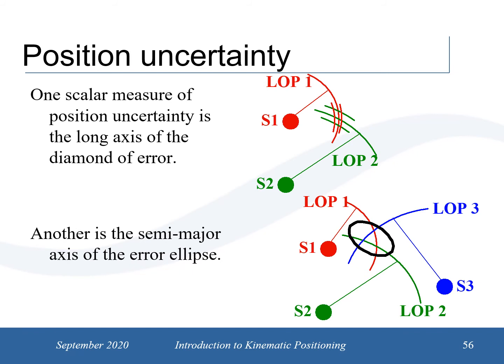If we have more lines of position, so we're adding redundancy, we can actually compute the error ellipse. The error ellipse is indicated in black. The error ellipse would then be a region in which the fix could be anywhere. And of course, in the diamond of error, the position fix could also be anywhere in there.